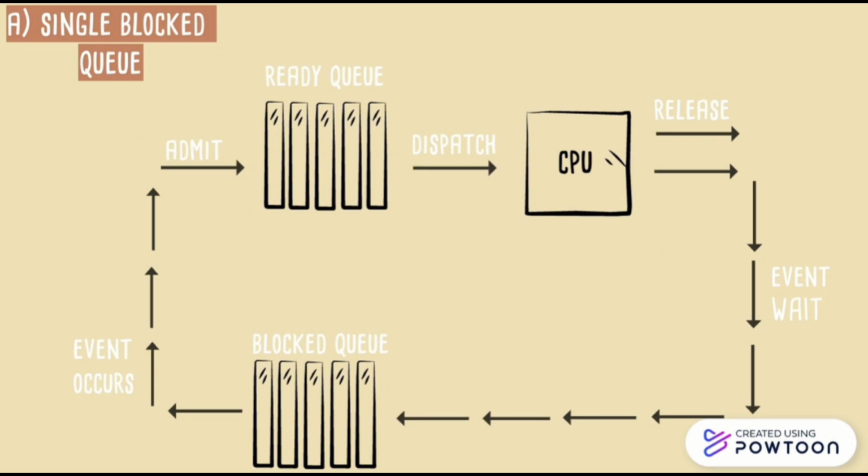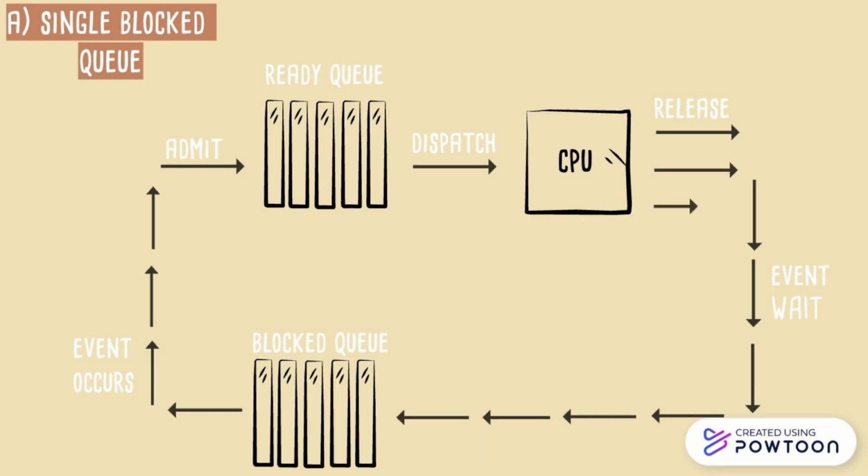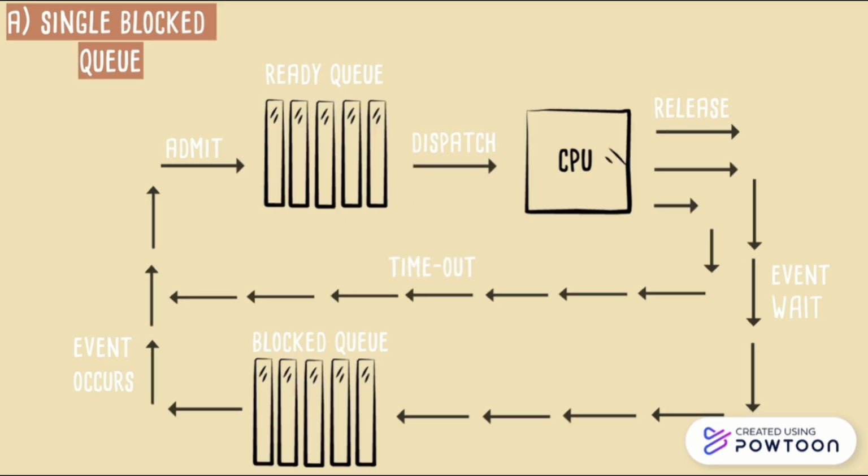Event occur is the transition that happens when the event the process was waiting for completes. The process is moved from the blocked queue back to the ready queue. The transition that occurs when the process has used its allocated time slice, and the process is moved back to the ready queue to wait for another turn to be executed.